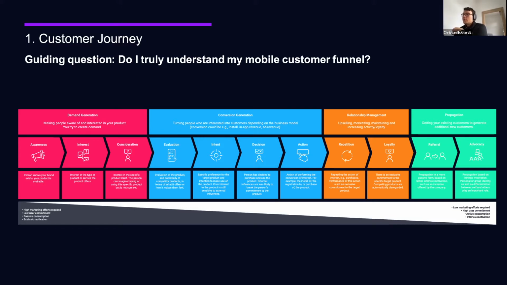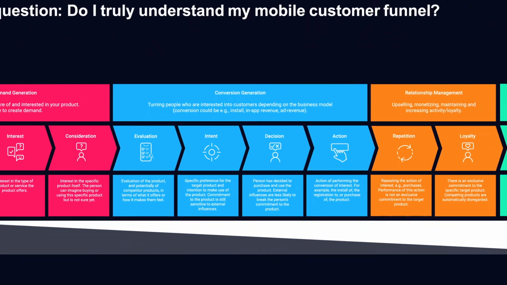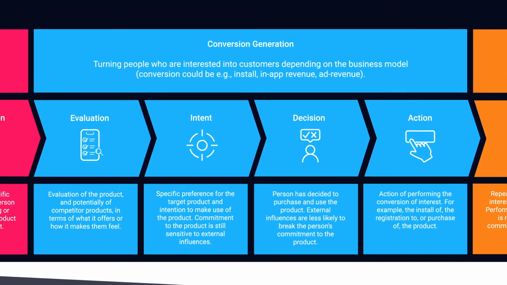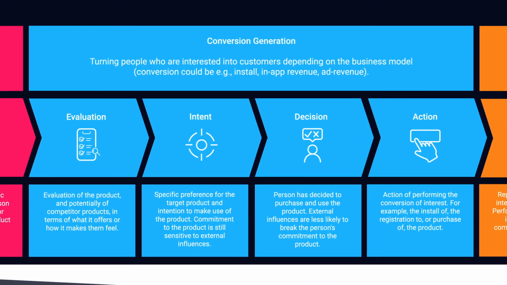After that, we move on to the conversion generation box. That's the blue one. It consists of 4 steps. Everything that happens in here is converting a user from just knowing that you exist and considering the product to actually making the first transaction. So the first transaction is the last blue box in the conversion generation department.